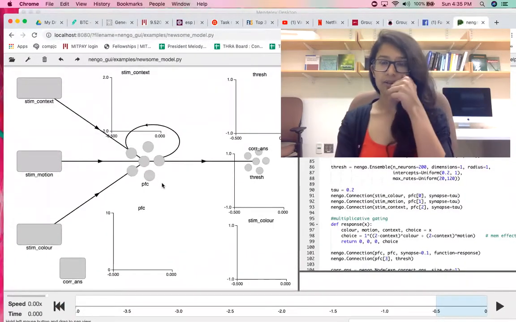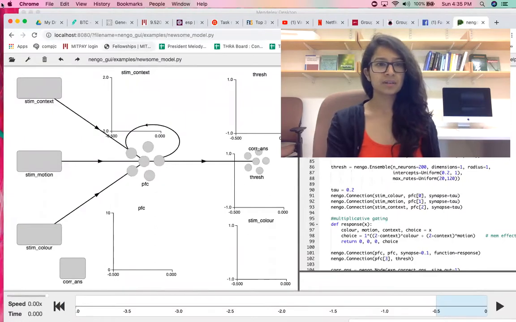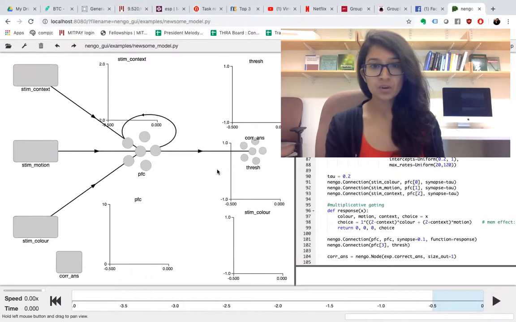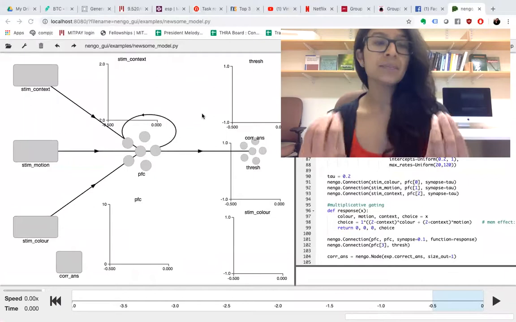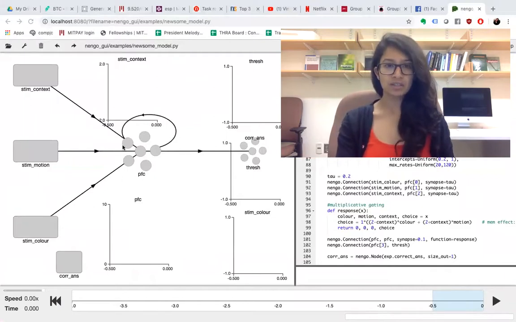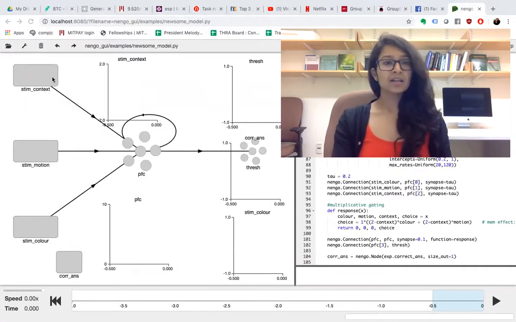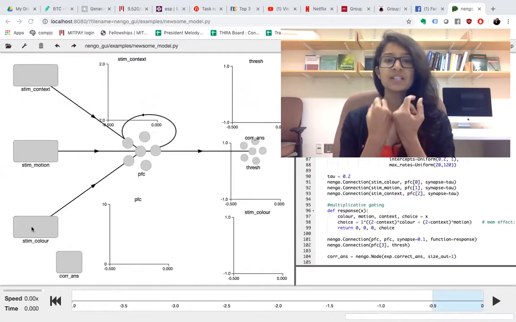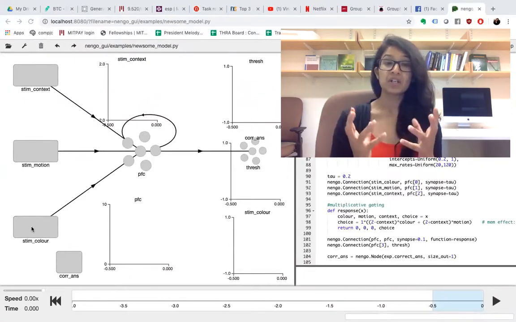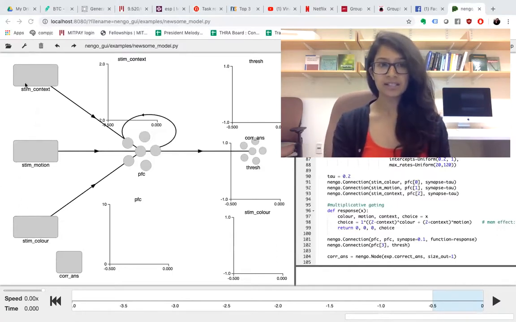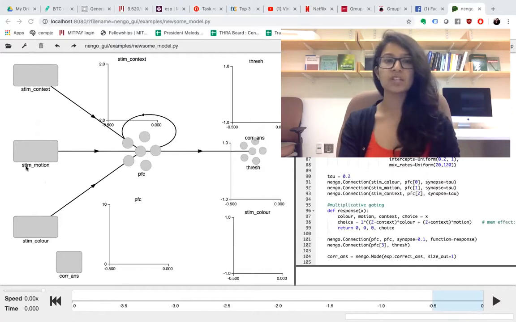So here what I have is a neural model, which is a model of decision making in the brain. What's happening here is that this is a neural population which I'm using to model the prefrontal cortex. And here we have 3 inputs going into the model. This was an experiment where a monkey was trained to perform decision-making tasks. Based on the context, it had to make a decision either based on motion or color.